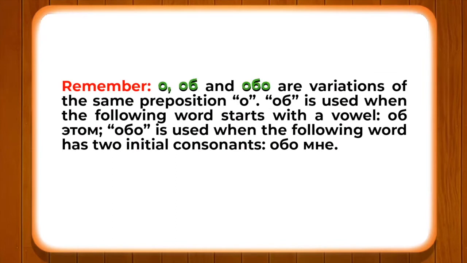But please remember: о, об and обо are variations of the same preposition о. Об is used when the following word starts with a vowel. So in this case об этом, because the word этот starts with a vowel, so об этом, об Антоне. Like this. Обо is used when the following word has two initial consonants. Обо мне, so in this case мне, the letter м and letter н are together, so that is why it has обо мне.